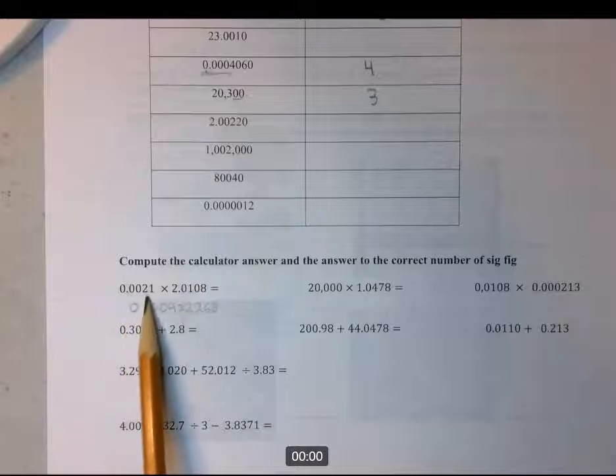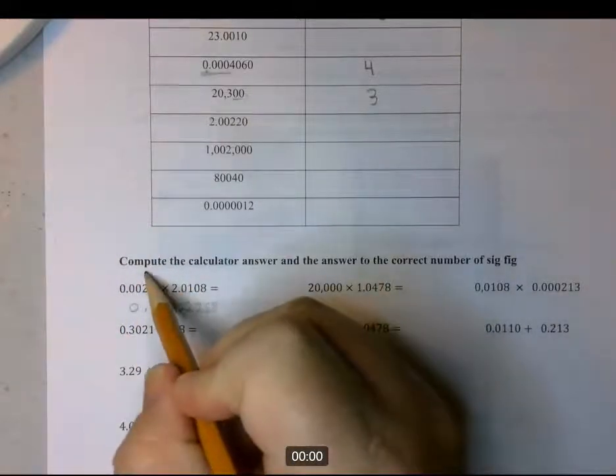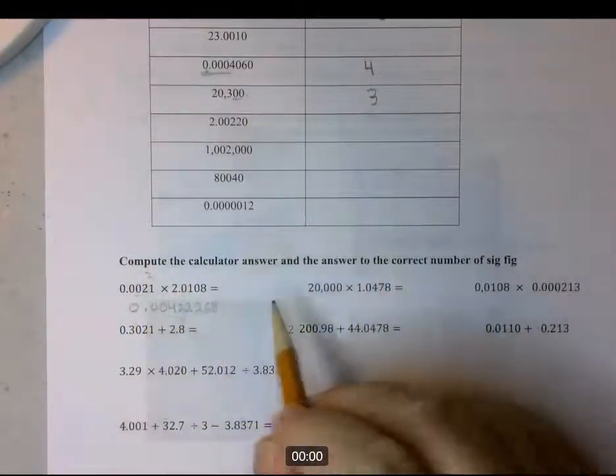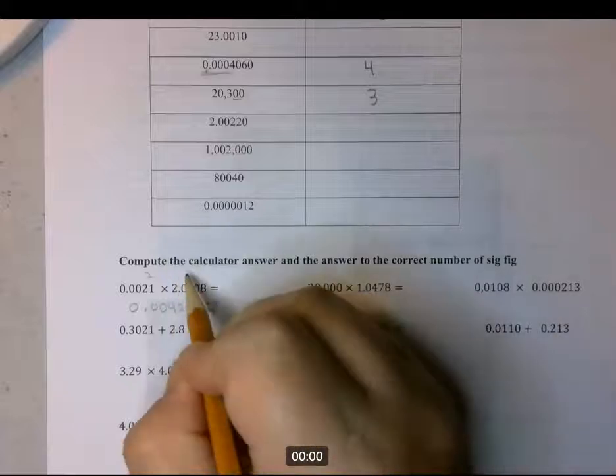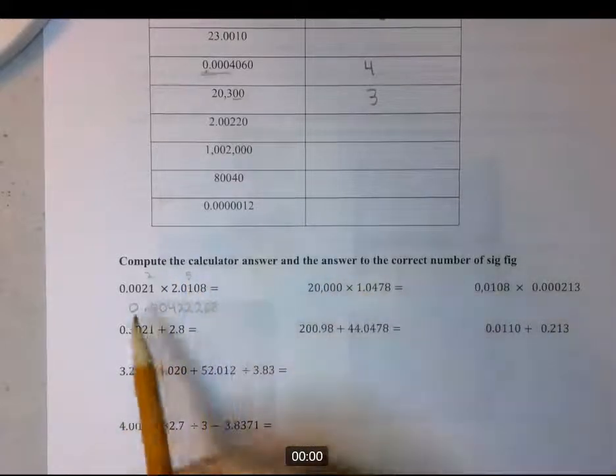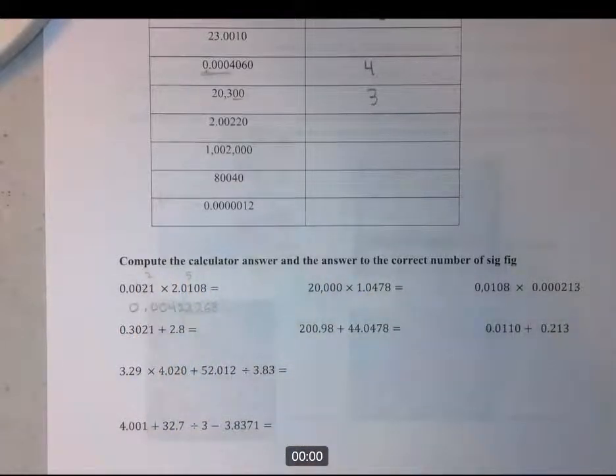So this one has 2 significant figures, 2 and 1. All those leading zeros are not significant. This one actually has 5 significant figures. So the answer is limited to 2 significant figures.